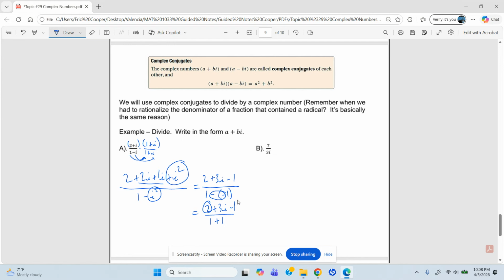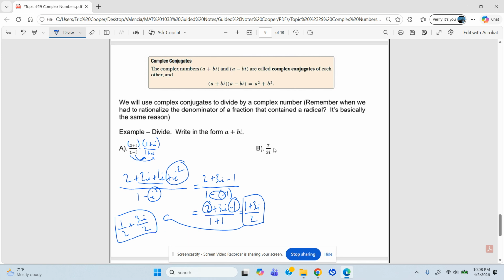We'll still keep the top the same for now. Here at the top, 2 minus 1 gives me 1. So 1 plus 3i. 1 plus 1 is 2. So we can leave our answer like that. We could also separate it and say our answer is 1/2 plus 3i over 2 if we want to do the real part first and the imaginary part second.